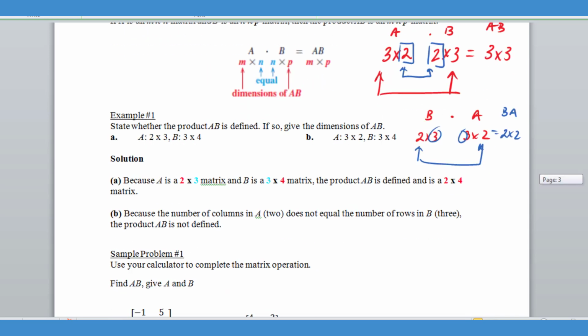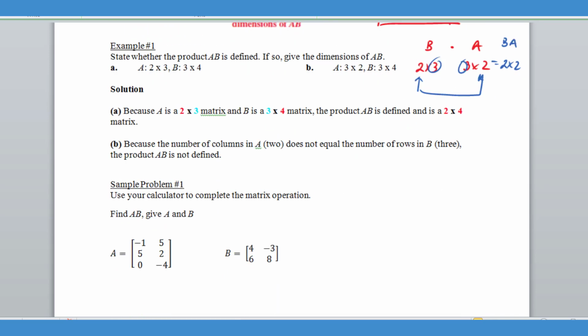So let's take a look at example number 1. All we're asking you to do is to identify whether or not two matrices can be multiplied together. If we look here, part A, we have a 2 by 3 times a 3 by 4, and we can see that the 3 and the 3 are the same. So that means that our resulting matrix is going to be a 2 by 4.